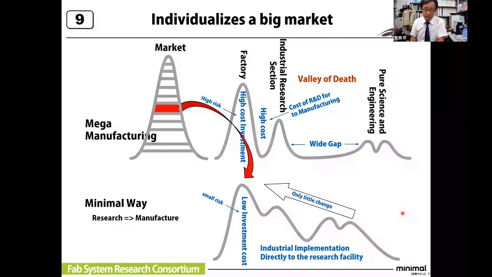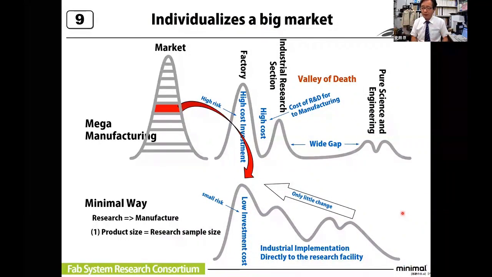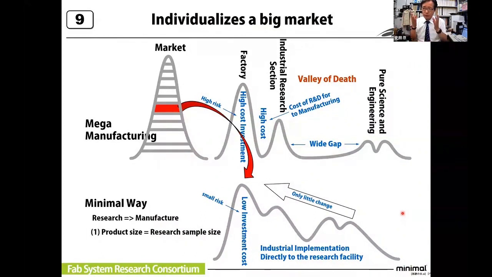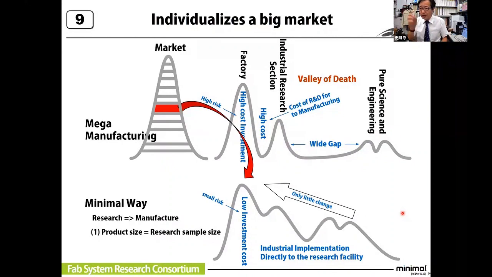To do that, I considered deeply how to promote this. My conclusion was that the product should be research sample size. Do not use a huge wafer in the midway of your production. Your iPhone does not have a large wafer. You always use very small devices. Research scientists also use very small ones. So please don't use the huge wafer in the midway.